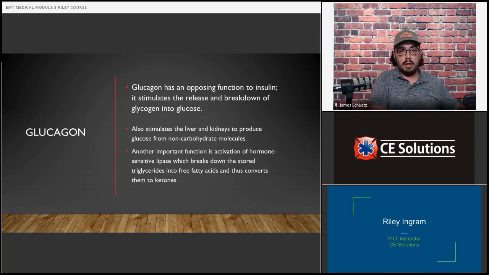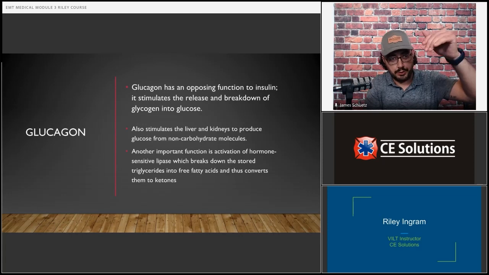So if the insulin's not working, or if there is no insulin, then the body says, all right, fine, let's go to the glucagon. The glucagon goes to the liver, goes to those cells and says, hey, come on, let's go. We've got something to do.